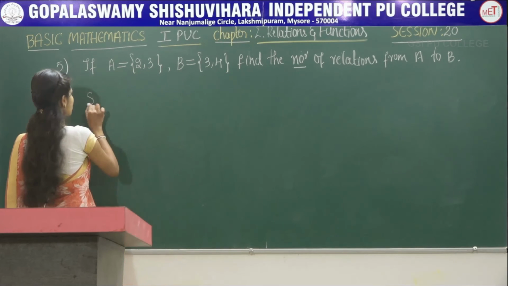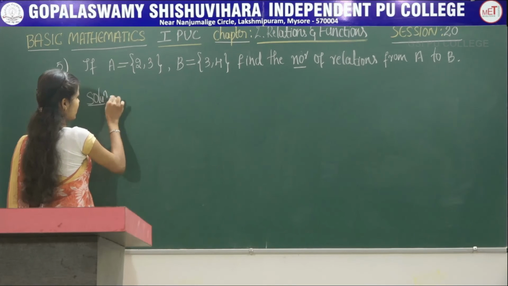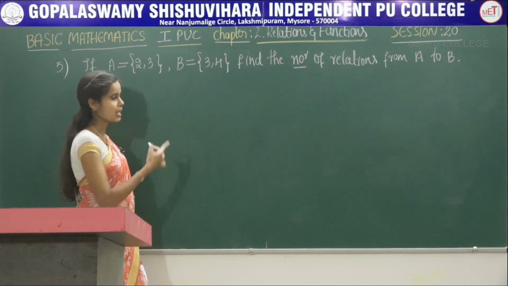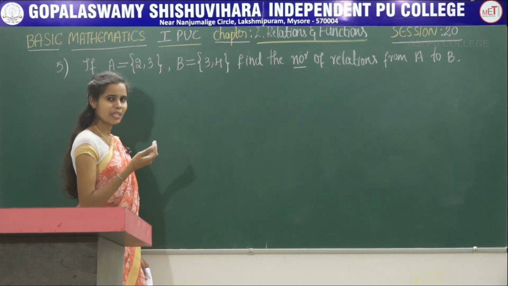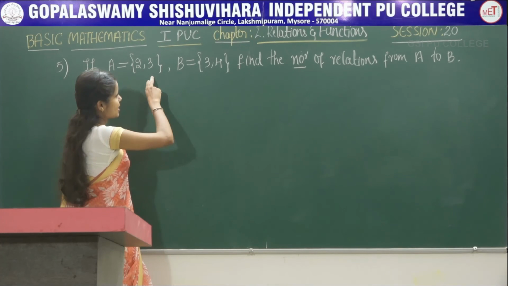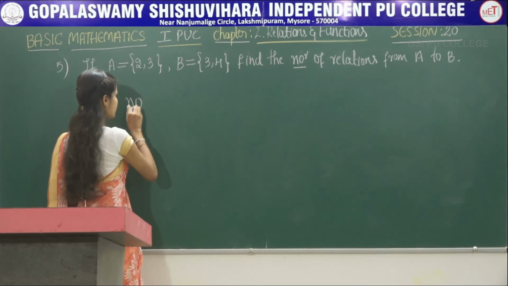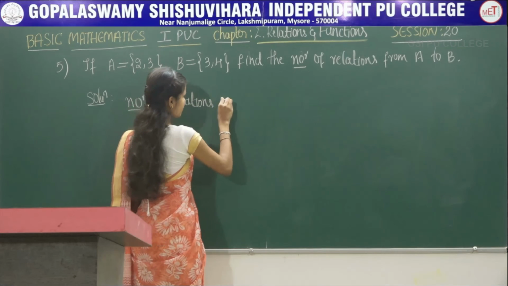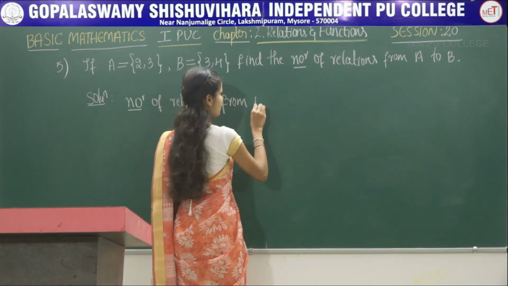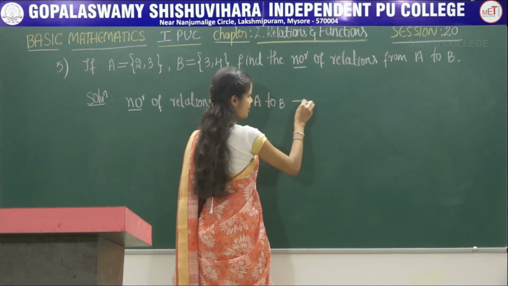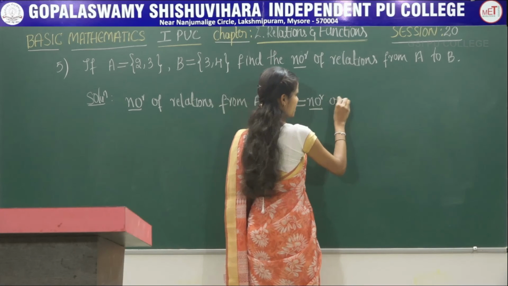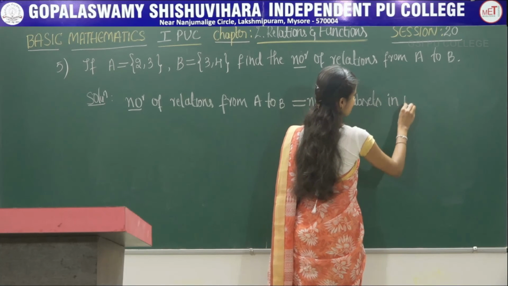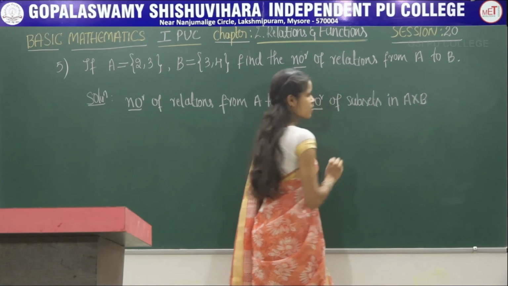So here we want the number of relations from A to B. We know that if we define a relation from A to B, it must be a subset of A cross B. So the number of relations from A to B is the same as the number of subsets in A cross B.